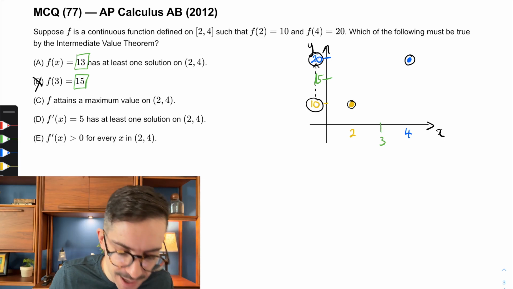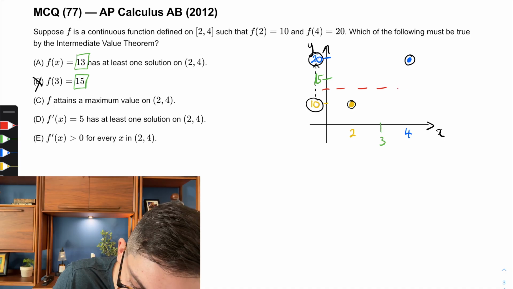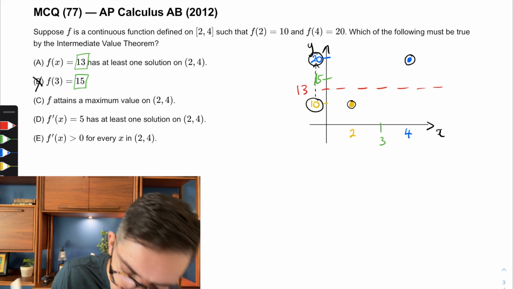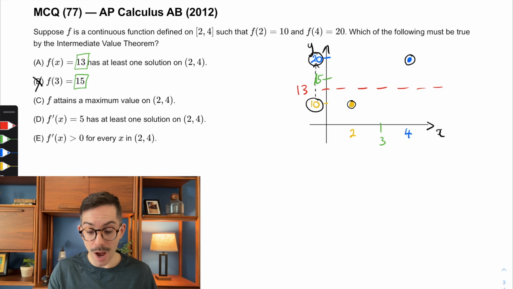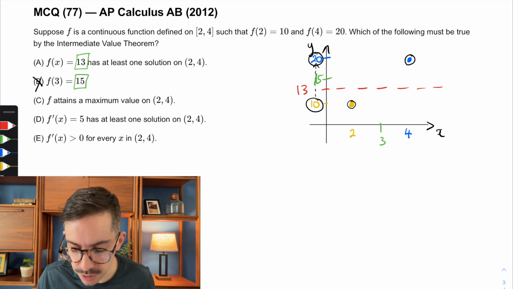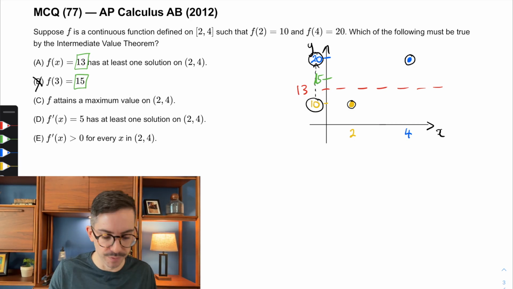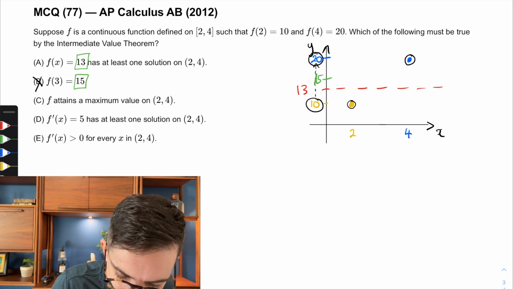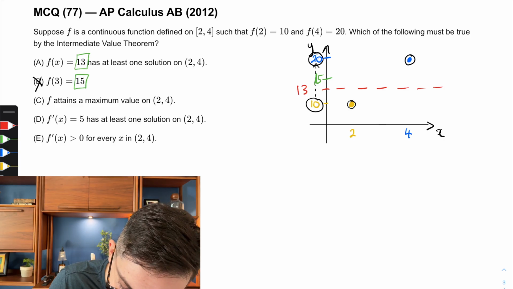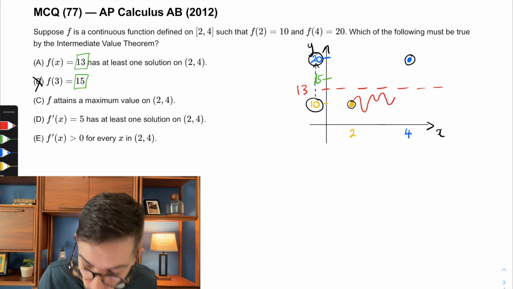But let's think about A then, because 13 also lies between those values, y equals 10 and y equals 20. And now the game is a lot more difficult, right? Because it's saying there has to be at least one solution between x equals 2 and x equals 4 that gives me that output of 13. Well, I can try as much as I want, but if I start at the point (2, 10), and I'm trying to join the dots, I know I eventually need to hit that point (4, 20).